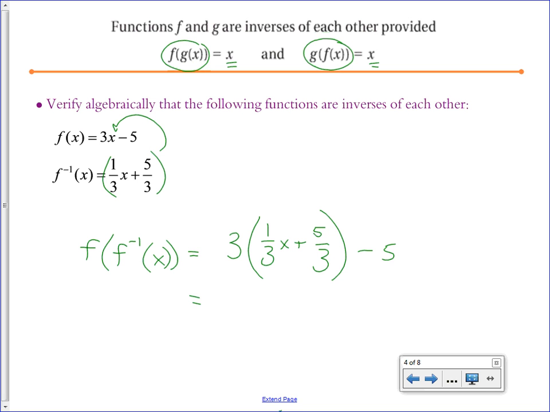Simplify it down. When I distribute the 3 through here, it ends up just being x plus 5. And then I have this minus 5 outside of parentheses. And sure enough, it simplifies down to equaling just x. But then you have to verify that the other composition works as well.